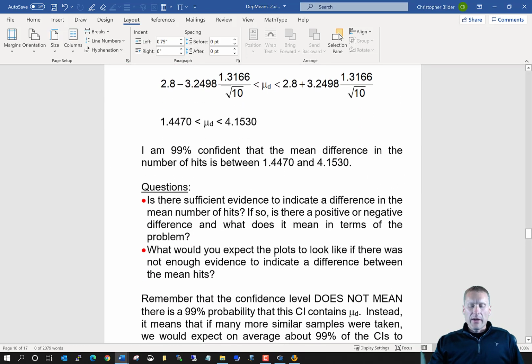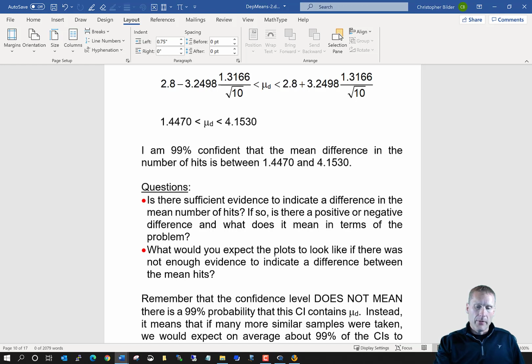And so here's my confidence interval. I am 99% confident that the mean difference in the number of hits is between 1.45 and 4.15. Another way to phrase the interpretation is that in 99% of similarly constructed confidence intervals, meaning you go out, take a sample, get a confidence interval, go out, take a sample, get another confidence interval, and so on, 99% of these similarly constructed confidence intervals will contain this population mean difference for the number of hits.